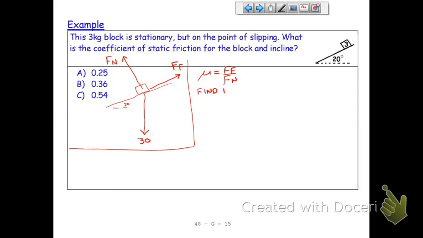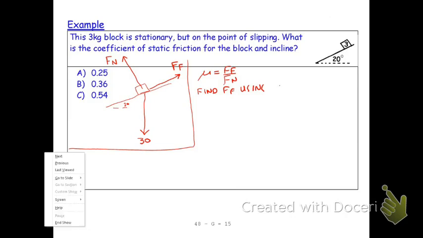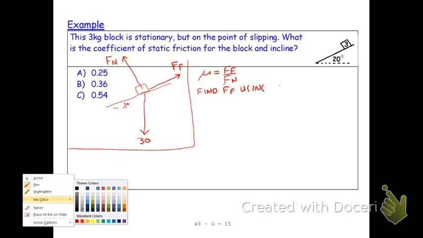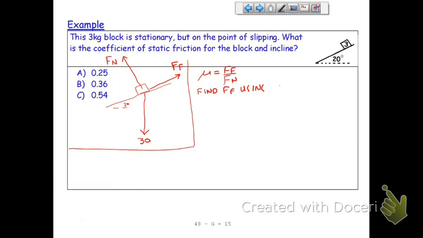Find Ff using, let's change colors so you can see it, the sum of the forces on the green line equals 0, because it's on the point of slipping, but it's not slipping. And my green line, I don't want to have Fn in my expression, so I'm going to pick a line that is perpendicular to it. It's not defined by what I want, it's defined by what I want to get rid of.